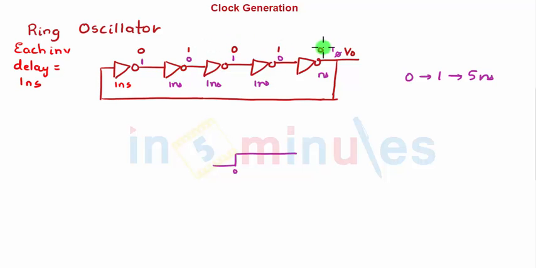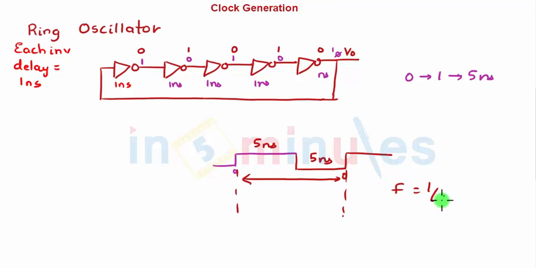So I get back my entire cycle. I started from 0 and I reached back to 0. It took 5 nanoseconds for this and 5 nanoseconds for this. So the frequency of operation was nothing but 1 by T, which was 1 by 10 nanoseconds.